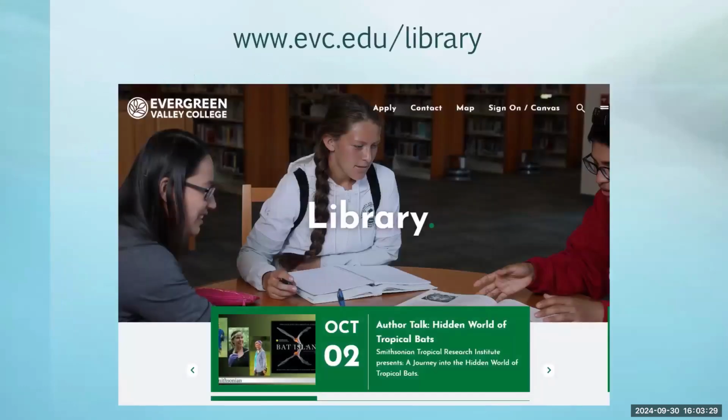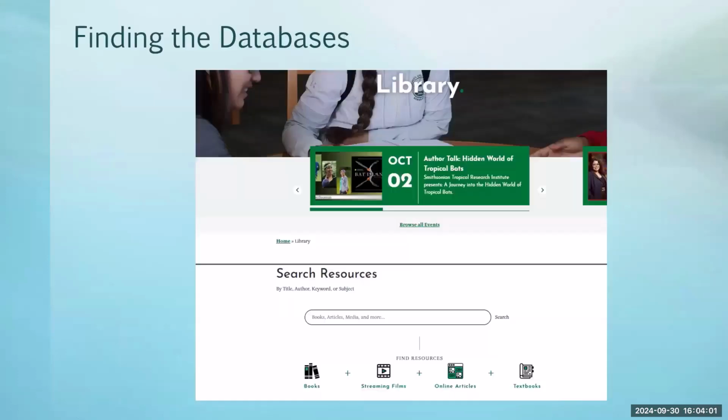First thing we're going to do is go to the EnglC1000 library. You could hit the magnifying glass in the corner right there. Once you do that, you can just type in library and it'll bring you right there. Once you get to the library webpage, you can scroll down, and down below here it says online articles. That's where you're going to get into the library databases.